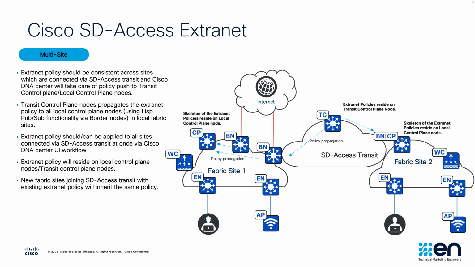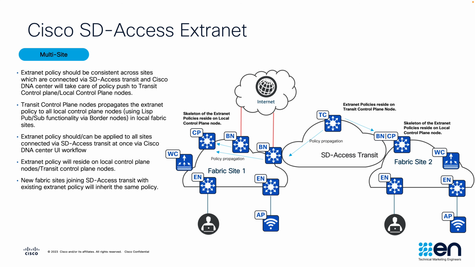So to achieve this consistent policy configuration across the SD-Access multi-site, a feature is developed within the devices where the extranet policy config propagation has been developed under the hood. And this allows the policy to be configured on the transit control plane nodes, which then propagates the policy to all the control plane nodes in the respective fabric sites. And this policy is propagated from the transit CP to fabric site borders, and from fabric site borders to the local control plane nodes using our existing LISP publisher and subscriber architecture.